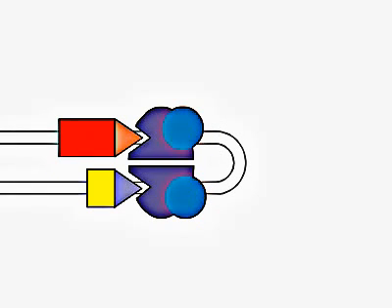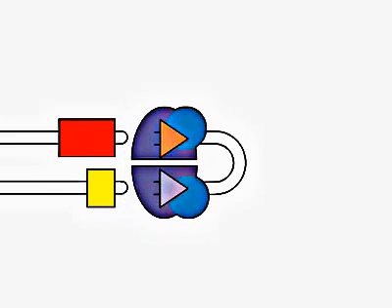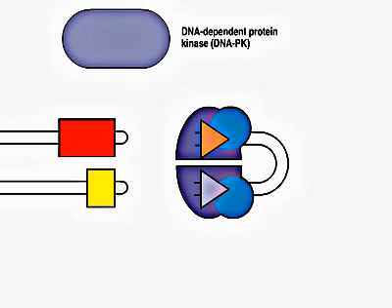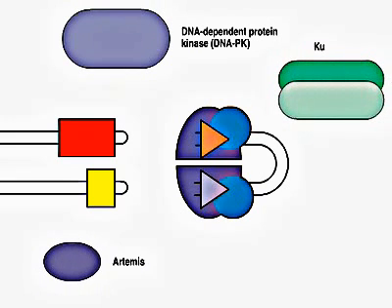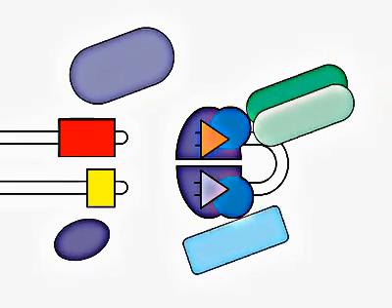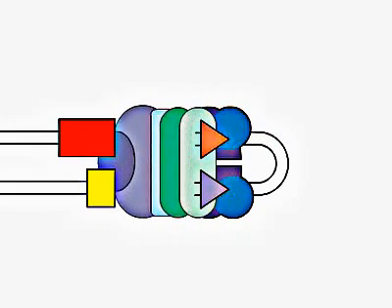The RAG protein complexes bring together the gene segments to be recombined and cleave the DNA exactly at the junction of the gene segment and its adjoining RSS motif. The cleavage creates a hairpin of DNA at the end of the gene segments and double-stranded breaks at the ends of the RSS motifs. Additional proteins, DNA-dependent protein kinase, Ku, Artemis, and a dimer of DNA ligase and XRCC4 are incorporated into a large complex with the RAG proteins.